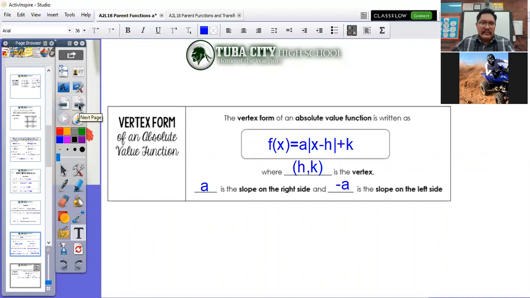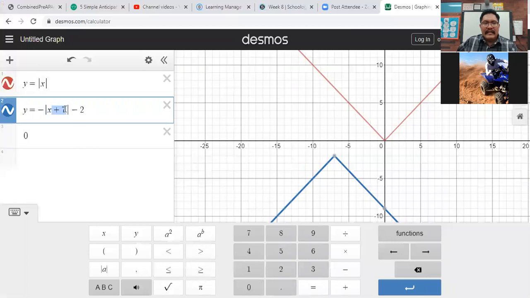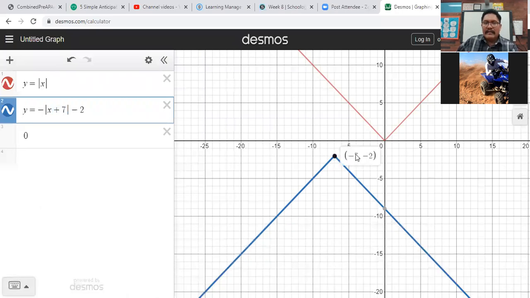Now with vertex form, they use this formula here, f of x equals a times the absolute value of x minus h, plus k. And you might have noticed on some of these that h and k are the vertex already. So if you were paying attention to that last graph, I'm going to go back there just for a second just to show you. Check this number out. We got -7, or actually, sorry, it's not -7. My brain's already in vertex mode. But look at my vertex right here. It's at -7, but I put a 7 in right here. The y value is -2.